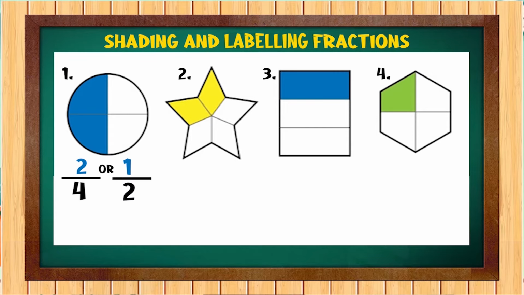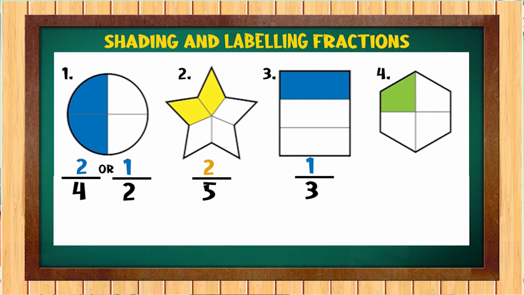Now let's look at the second example. We have a star, and the star is divided into 5 pieces, and 2 of those pieces are shaded. How do we represent that in a fractional form? Well, the fraction would be 2/5. Moving on to the third example, we have a rectangle that is divided into 3 pieces, and 1 of those pieces is shaded. We represent that shape by the fraction 1/3, because 1 part is shaded and the shape is divided into 3 equal parts.